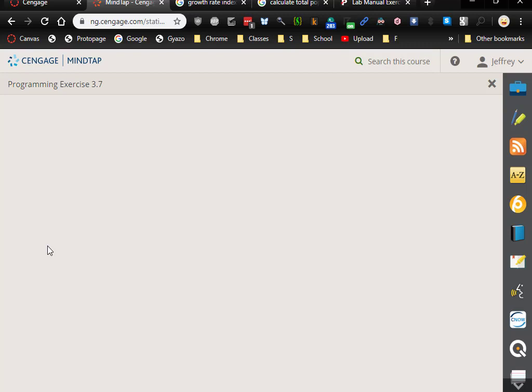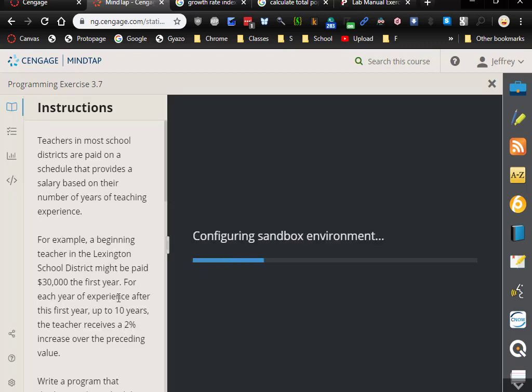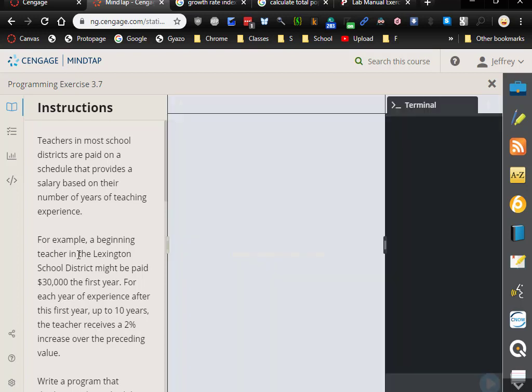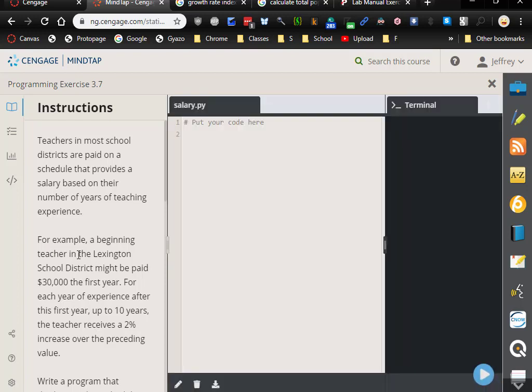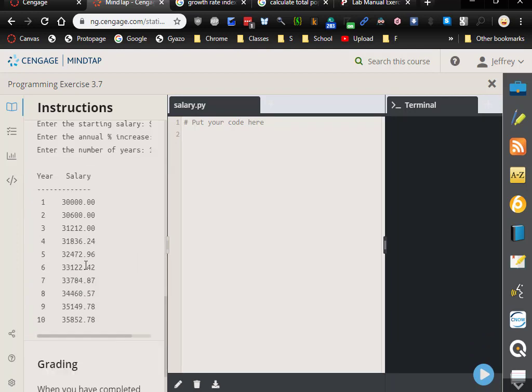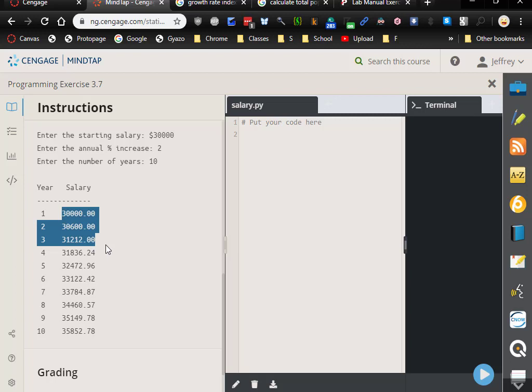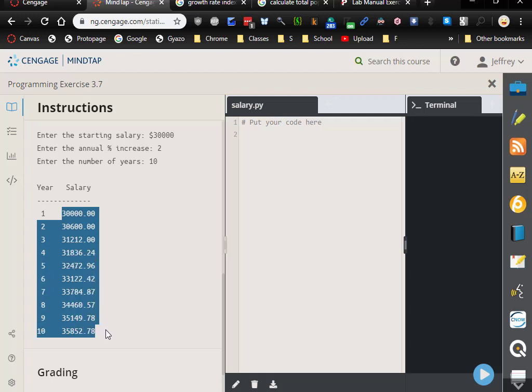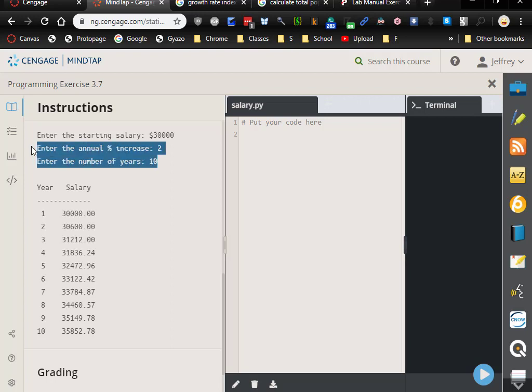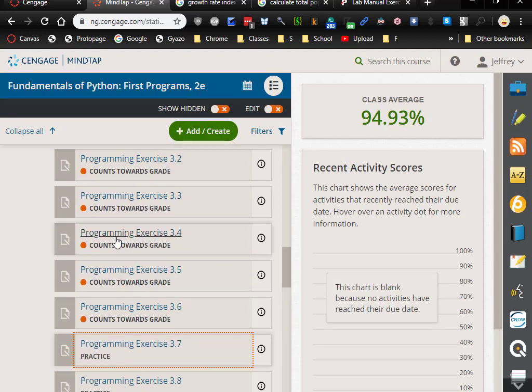We have until 12:15. Teachers are paid on a schedule that provides salary based on a number of years teaching experience. An example: 30,000 dollars, annual interest rate, number of years 10. So that's kind of just compounded yearly. I think this is actually an acceptable problem. I think I'm going to make this one for a grade and undo 3.3 if I possibly can, if it's not too late.